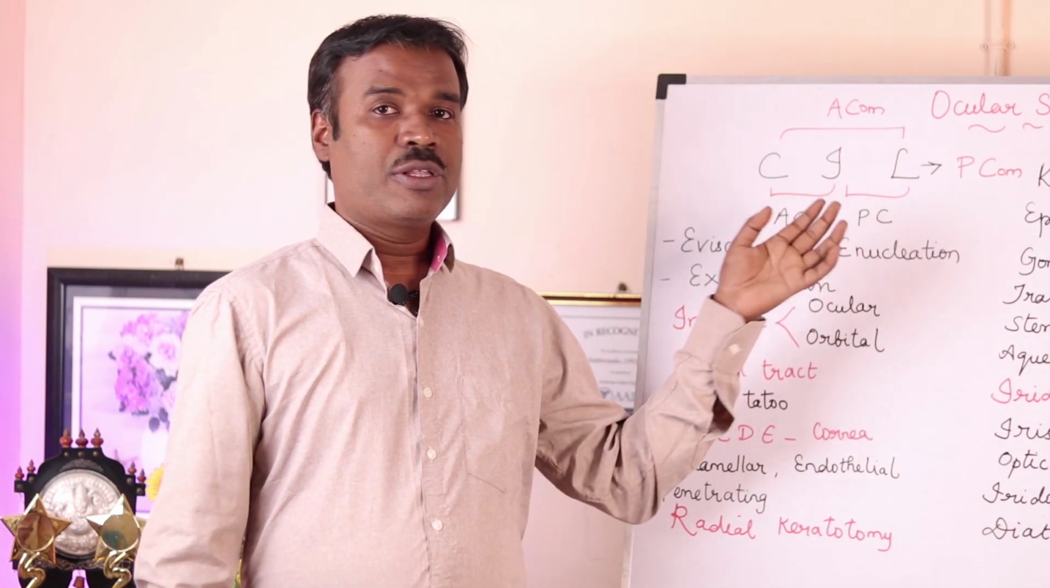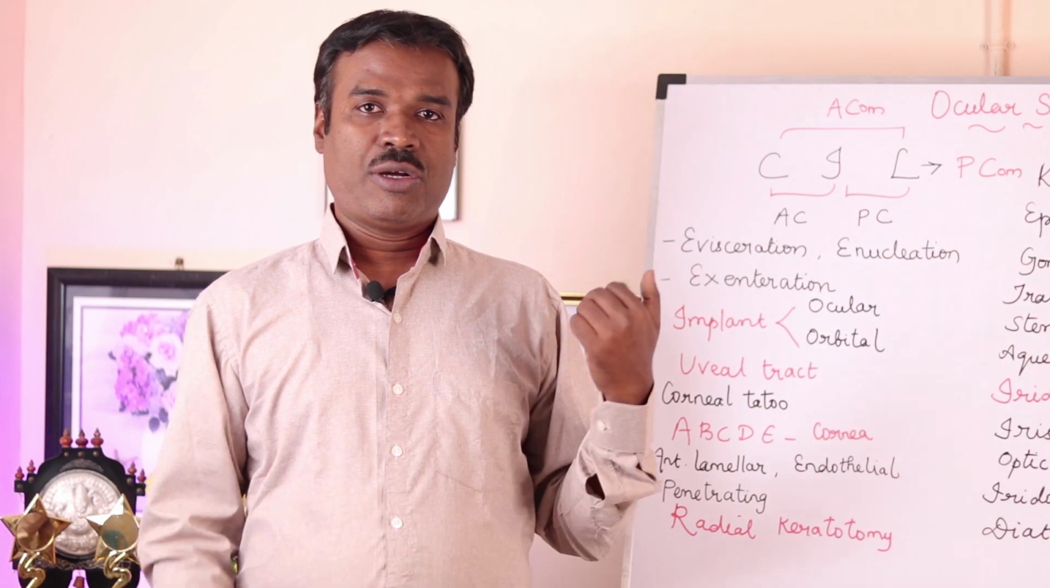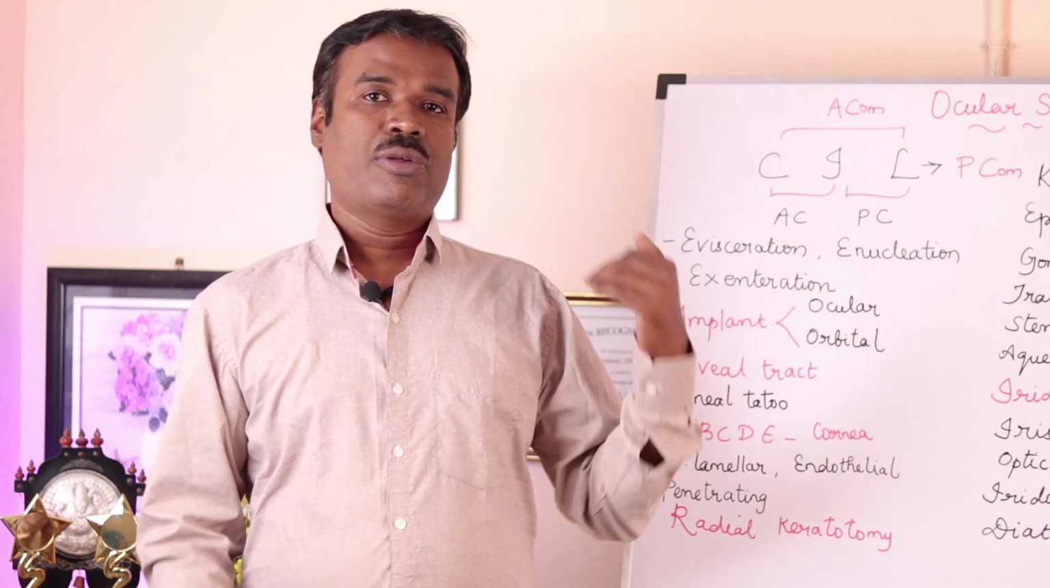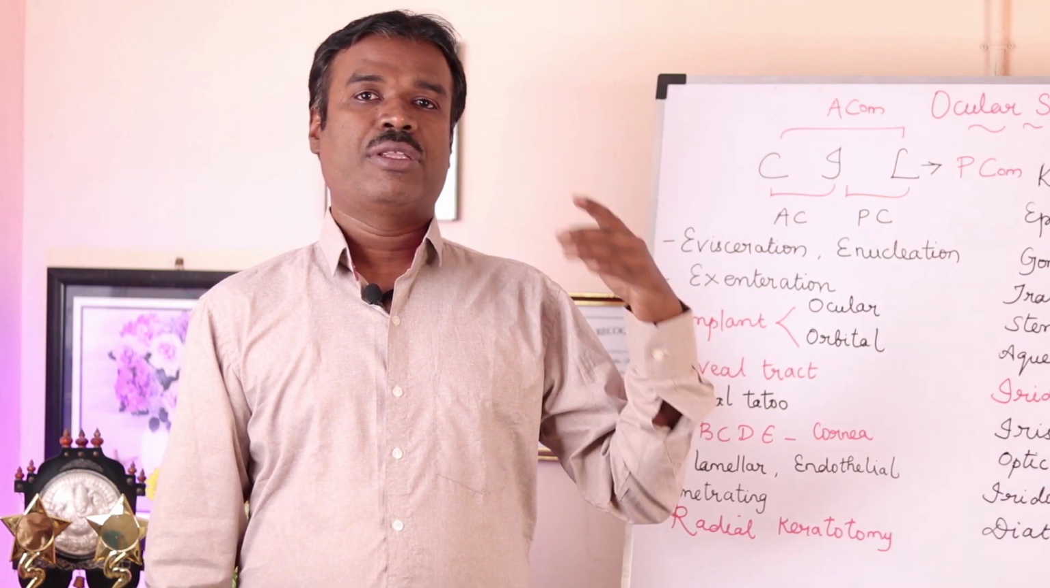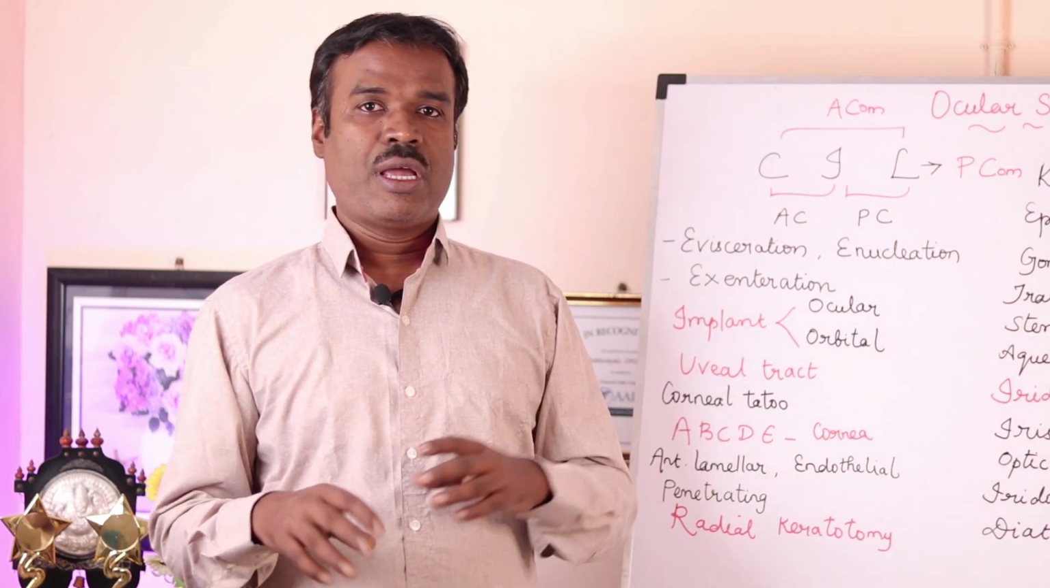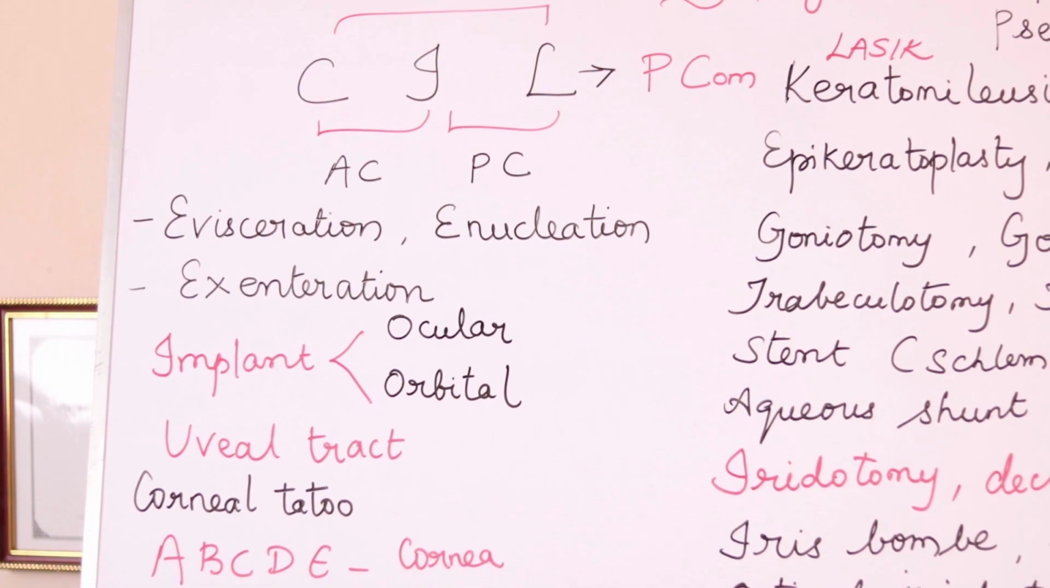Now coming to the anteriormost techniques that are commonly performed, let's go step by step. First let's go to the cornea, then the iris, then the lens and all the structures, and also the peripheral and the posterior ones.